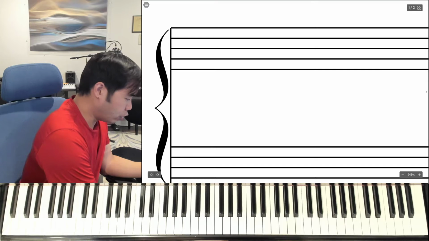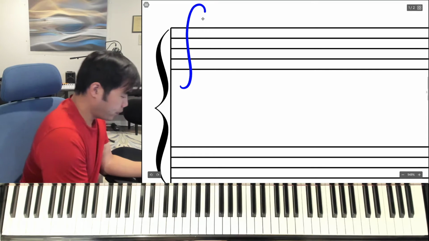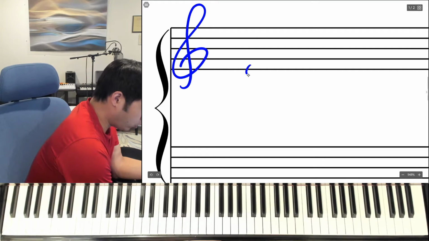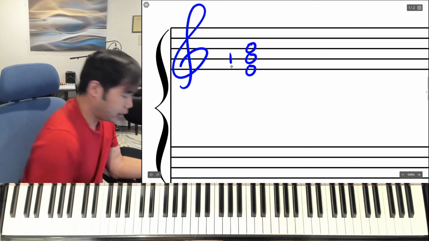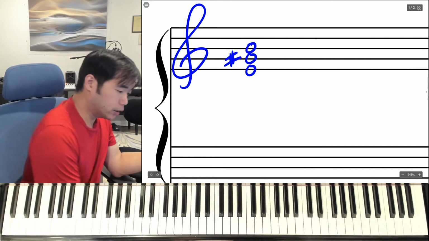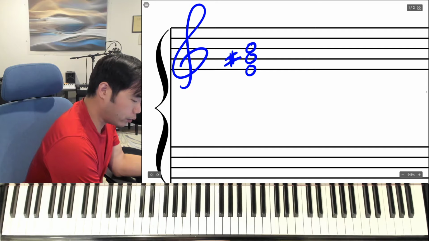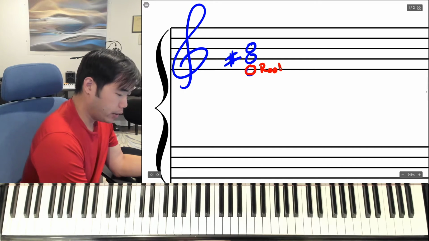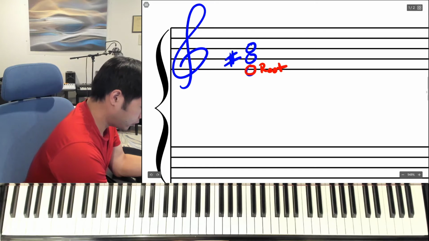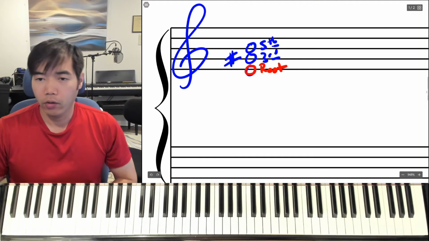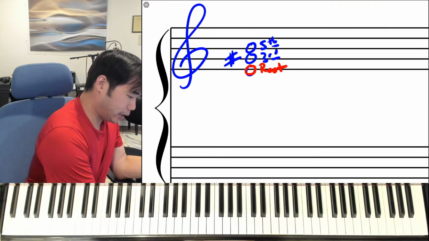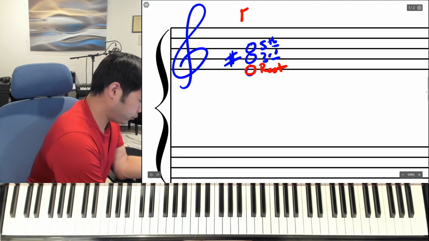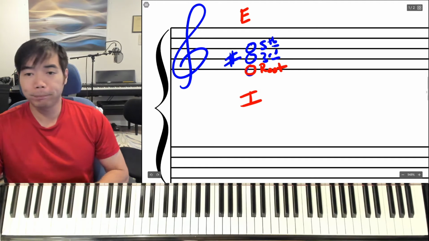Let's just do this in treble clef. Say we have an E major chord, which is just E, G sharp, and B. We have three parts of the triad. Hopefully you already know this, but if you don't, this is the root of the chord, then the third of the chord, and lastly the fifth of the chord. The root of the chord is E, and that's why it is called an E major chord, Roman numeral 1.